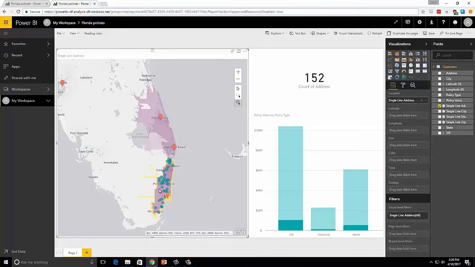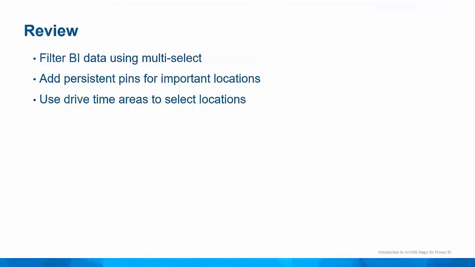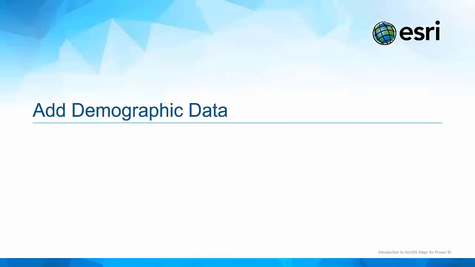So let's go back to the PowerPoint and recap. So let's review. We just learned how to use the multi-select tool to filter your BI data. We learned how to add persistent pins for your important locations. You also learned how to use drive time areas to make selections on your report. Let's move on to our final topic, which is adding demographic data.